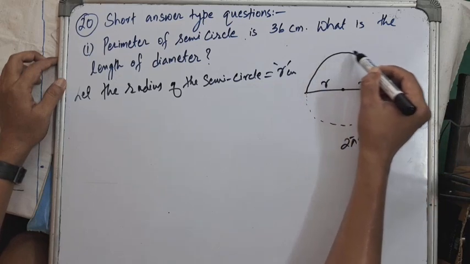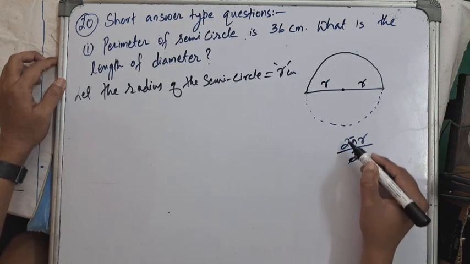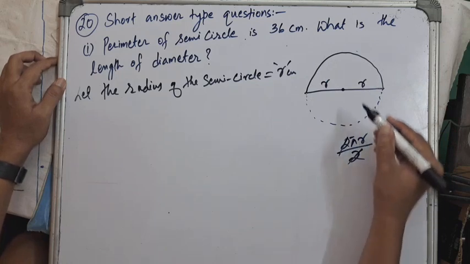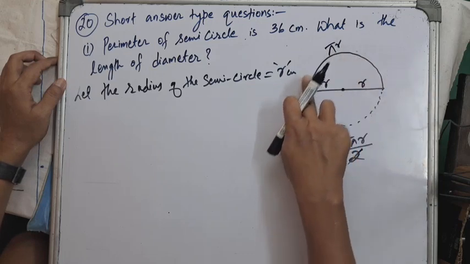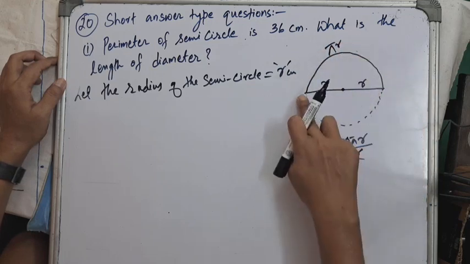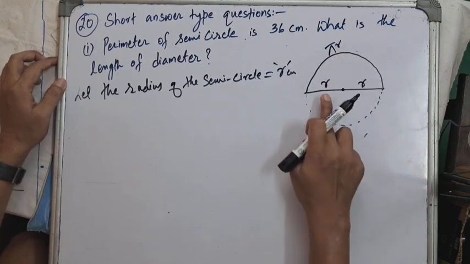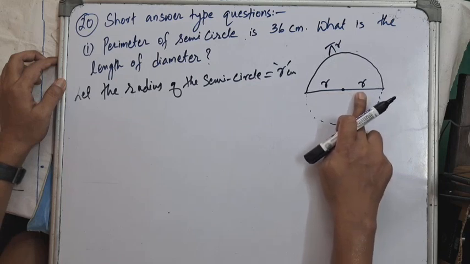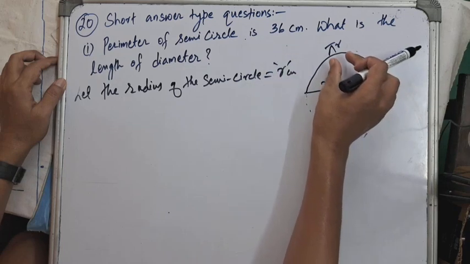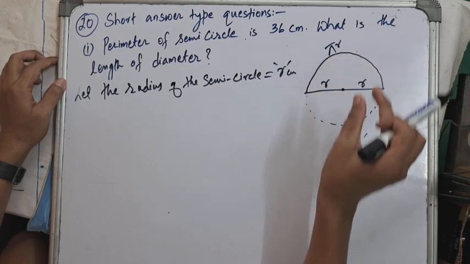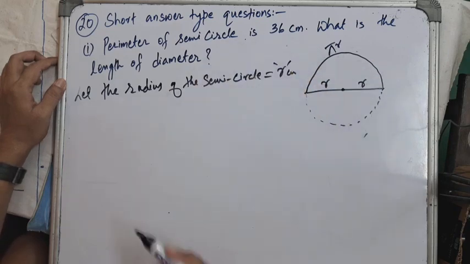But this is a semicircle, so only half is required. We divide by 2. 2 cancels out, so pi r is the length of this curved part, from this point to this point. The length of the curved part is pi r and the length of the diameter is r plus r, 2r. So perimeter of semicircle is 36 centimeter, means pi r plus 2r is equal to 36 centimeter.